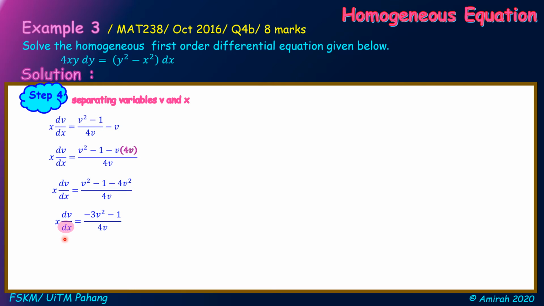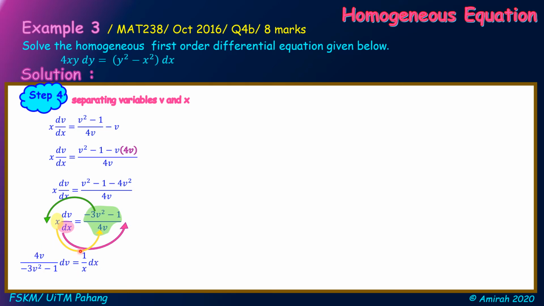Then from here, we can move terms containing x and dx to the right hand side, and we can move the fraction containing v to the left hand side. So we move dx to the right hand side, it becomes multiplication. And we move x here and it becomes the denominator. Then we move the fraction negative 3v squared minus 1 over 4v to the left hand side, so we exchange numerator and denominator. So we get 4v over negative 3v squared minus 1 dv equals 1 over x times dx.